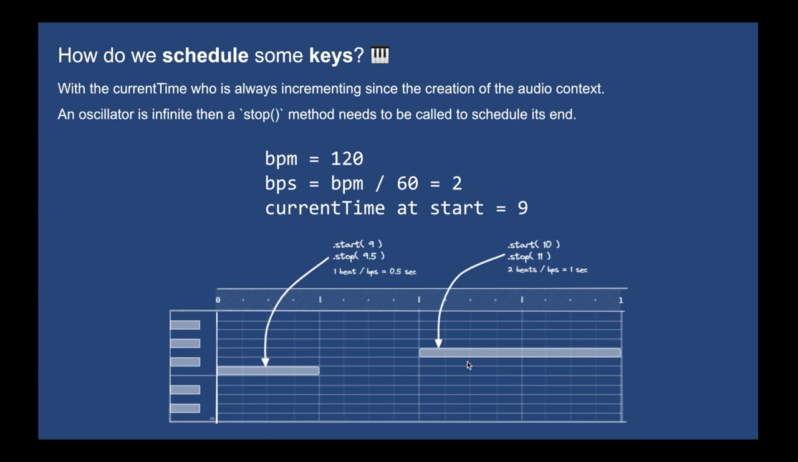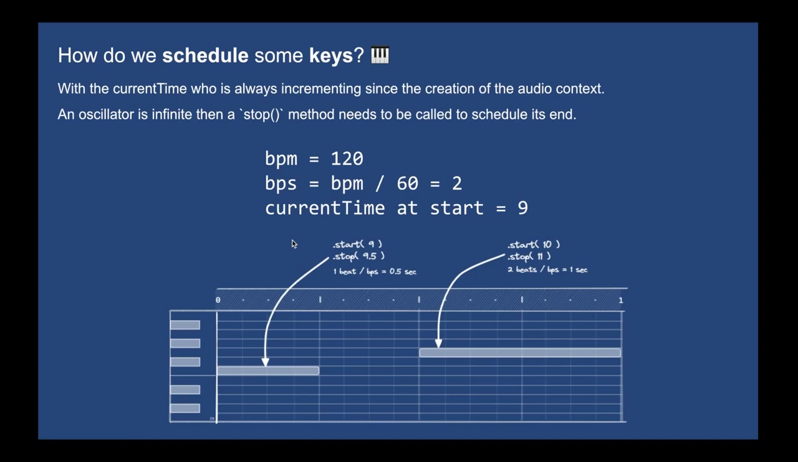In this example, the current time starts at 9, so we keep the BPM to 120. So the first key starts at 9, the beginning of the current time, okay, and its duration is 0.5, so its end is 9.5 seconds. Same thing for this key, it starts at 10 seconds, and it stops at 11 seconds because its duration is 2 beats or 1 second.